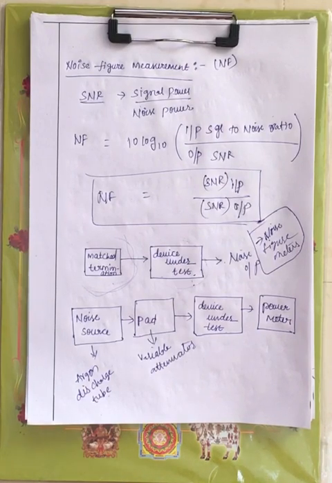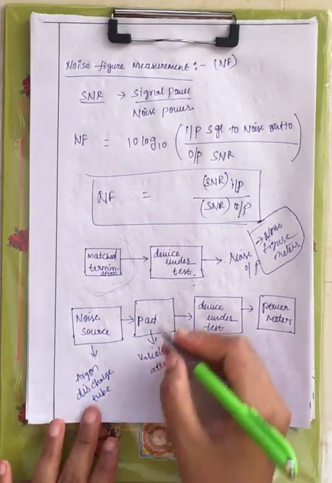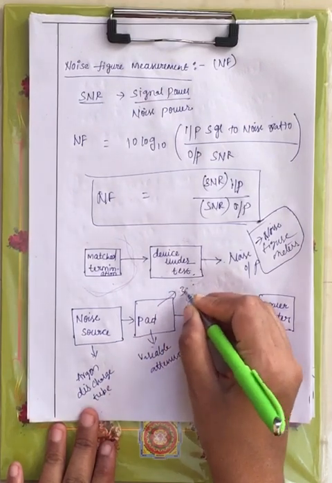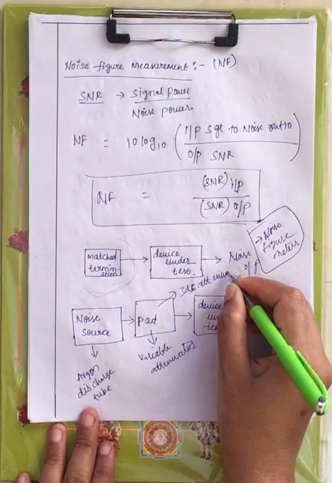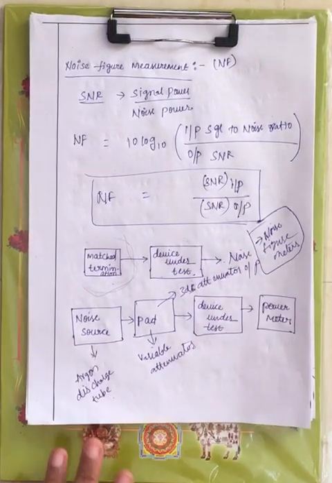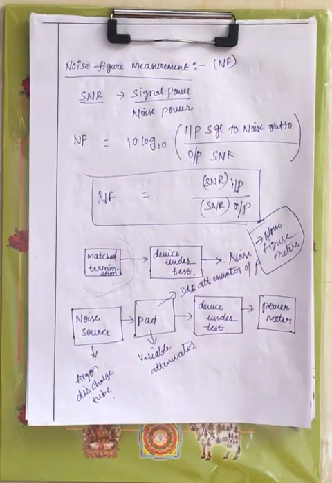However, if there are any disturbances created in this, that means if you find any errors, they can be eliminated by connecting a 3 dB attenuator and adjusting it to the same output. Now this is about the noise figure.